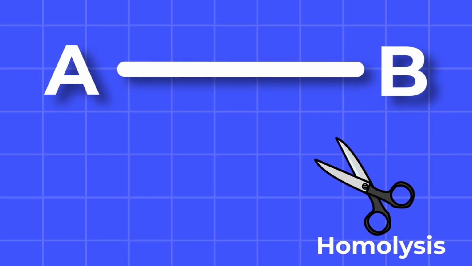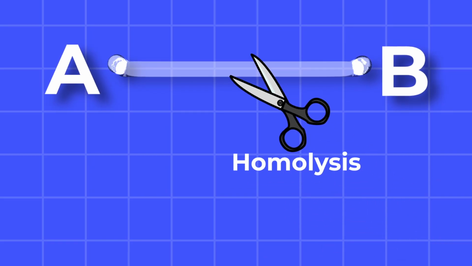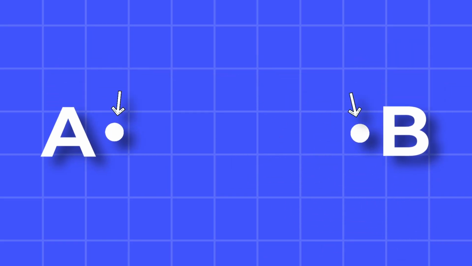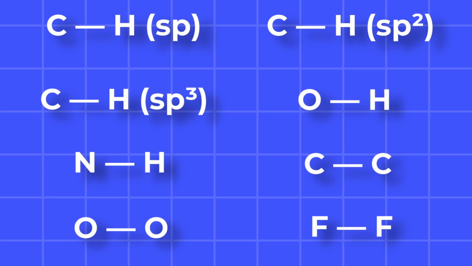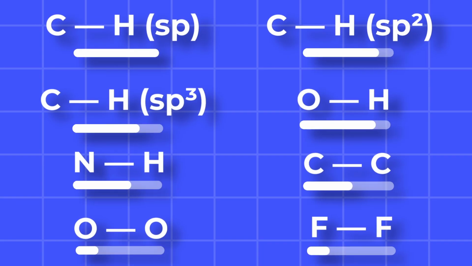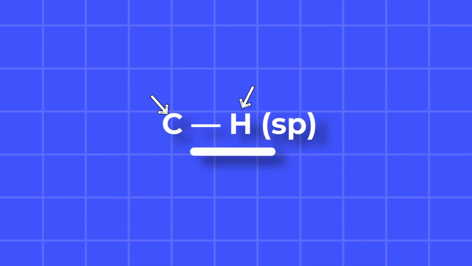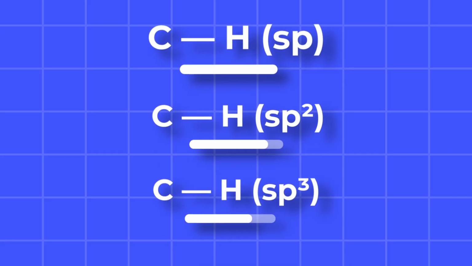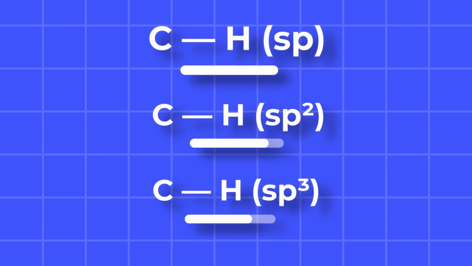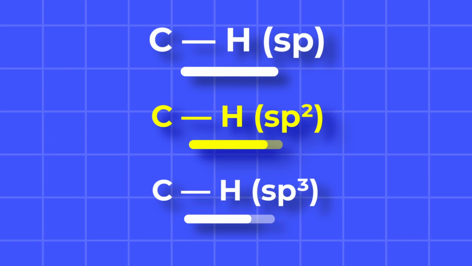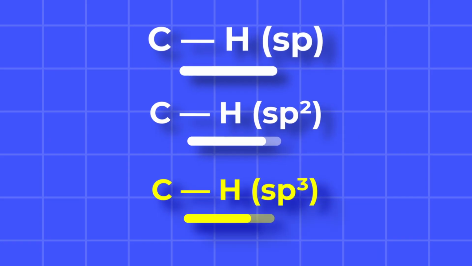BDE is the energy required to break one bond homolytically, so each atom keeps one electron, usually defined for the gas phase at a stated temperature. Every bond has its own bond dissociation energy, because factors like the atoms involved, their hybridization, and neighboring groups all influence bond strength. More s character usually means a shorter, stronger carbon-hydrogen bond. So sp is stronger than sp2, which is stronger than sp3.